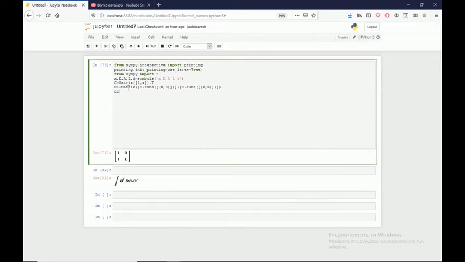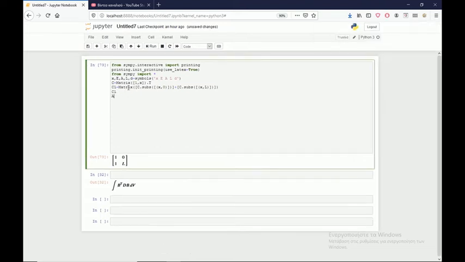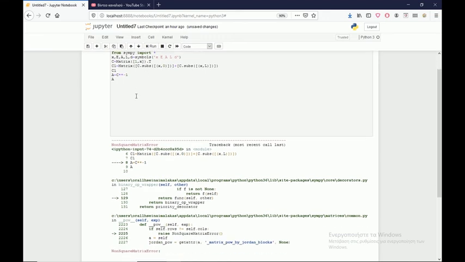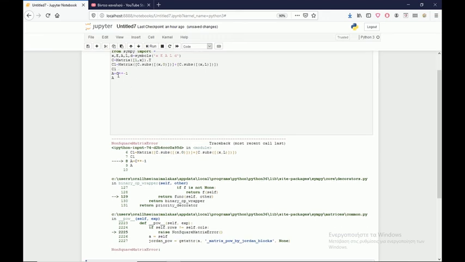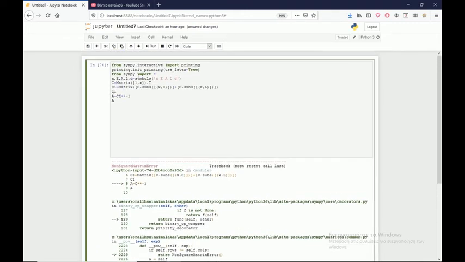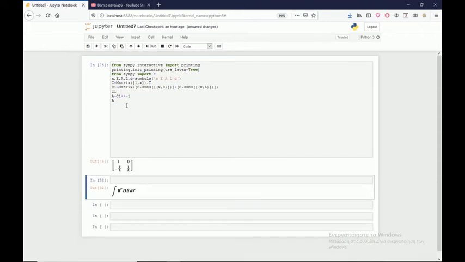This is very easy to write. We just write A equals C to the negative 1. Let's see what A is now. Yeah, C1. So this is the inverse matrix.